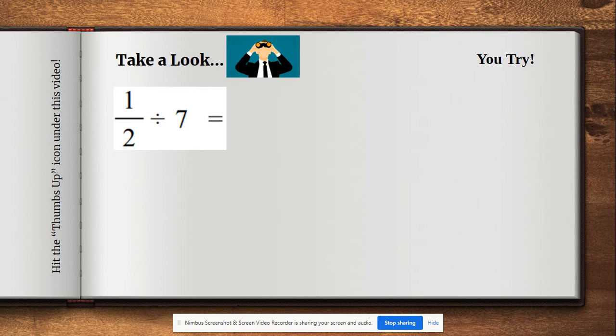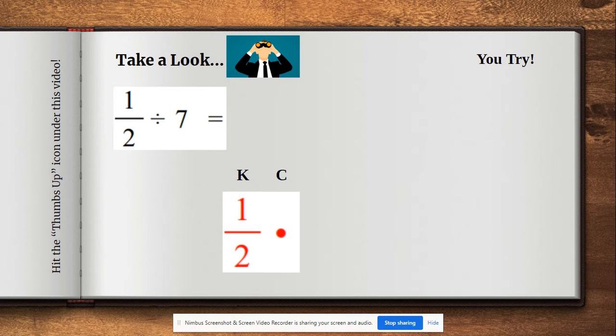Hopefully you're able to solve this problem. 1/2 divided by 7. Well, how would we do that? All right, so remember, you keep, good job, your first number. So 1/2. C stands for change. Good. Hopefully you were able to say that. And again, it's not KFC. That's a fried chicken place. We're looking at keep, change, flip, KCF. So you change your sign, division sign, to a multiplication sign.